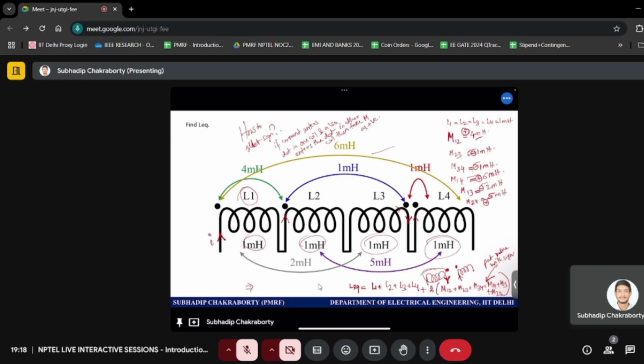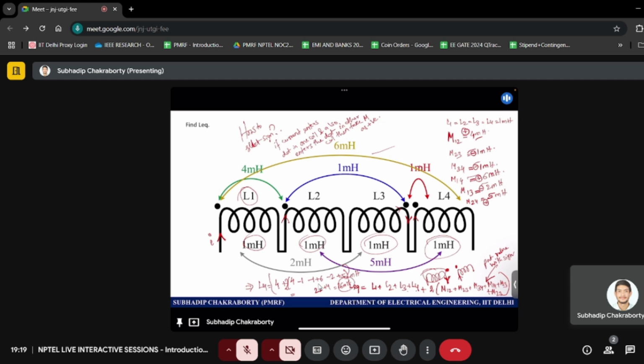So if I write, I can tell that LEQ is 4 because 1 plus 1 plus 1 plus 1 plus 2 into M12 is 4 minus 1 plus 6 minus 2 plus 5. This is the total millihenry, right? So it will be coming as, let me do 4 minus 1 minus 1. So 6 plus 4 is 10 minus 2 is 8 minus 2 is 6, 11, 22 plus 4. So 26 millihenry, right? LEQ.